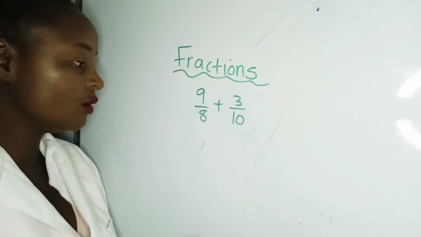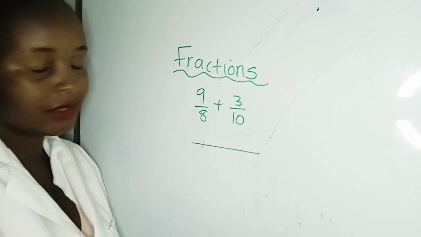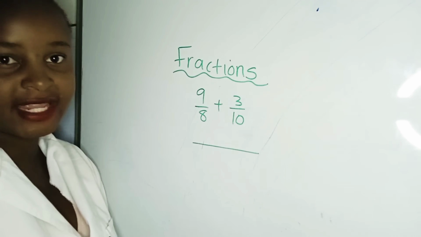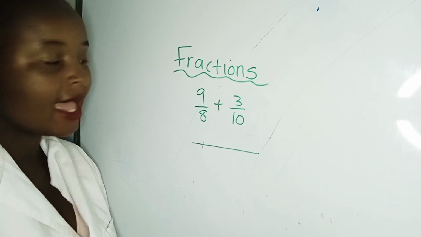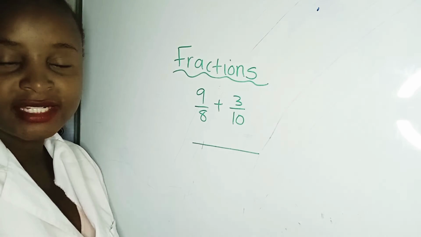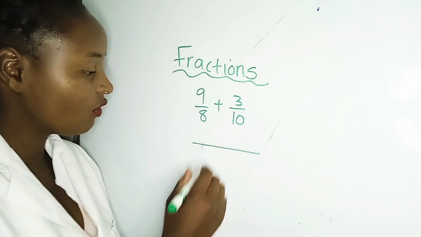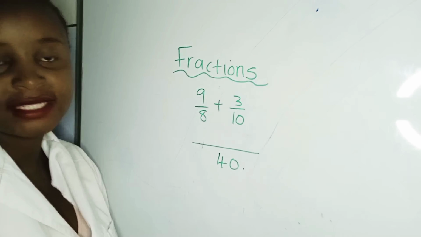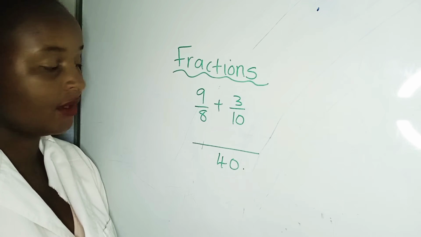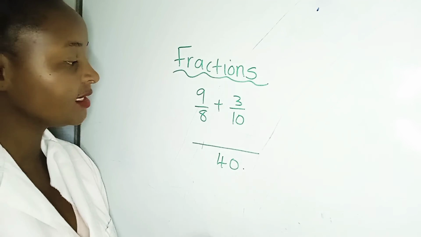So what do we do? We look for the lowest common multiple or the common denominator, a number which 8 can get into without leaving a remainder, a number which 10 can also get into without leaving a remainder, of which is a 40, right? 8 can get into 40 and 10 can get into 40 as well. So please pay attention to this part.